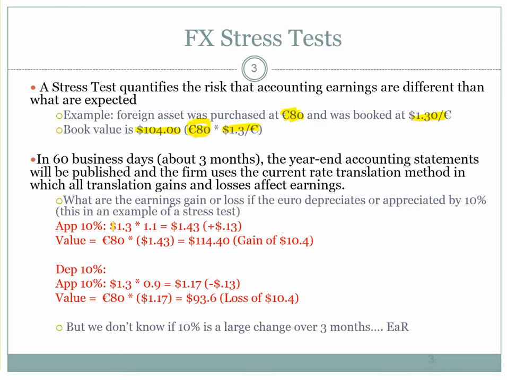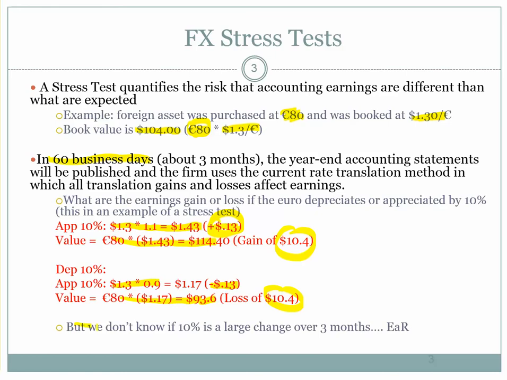If the euro were to appreciate 10% from $1.30 to $1.43, a 13-cent increase in the euro, the position is now worth $114, or a $10 gain. If the euro were to depreciate by 10%, or down 13 cents to $1.17, the position would be worth $93.6. So we can say that our exposure is about $10 to a plus or minus 10% change in the exchange rate. The downside of this method is that we're not really sure how likely, say, a 13-cent change in the exchange rate is over 60 business days.